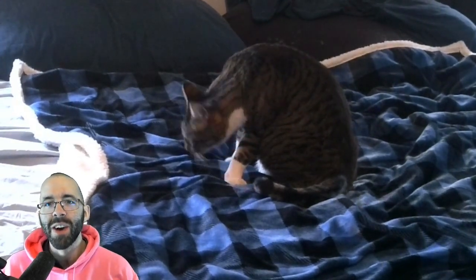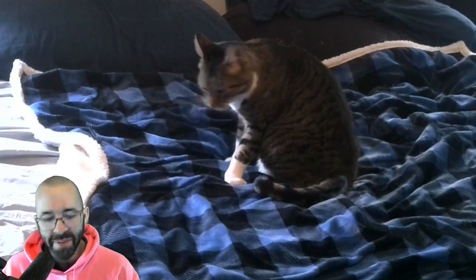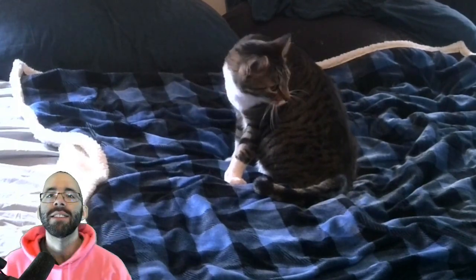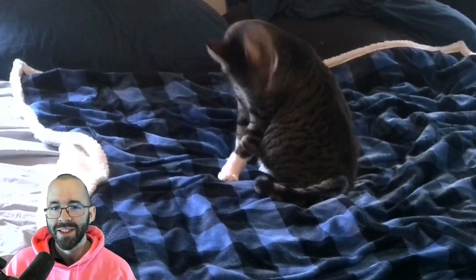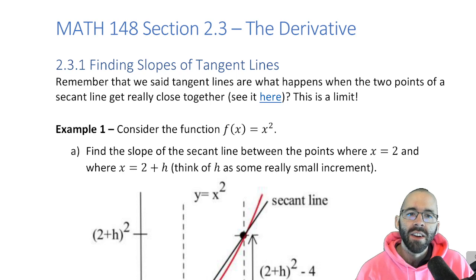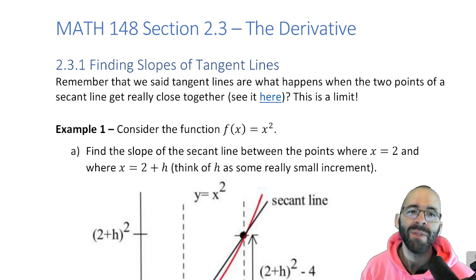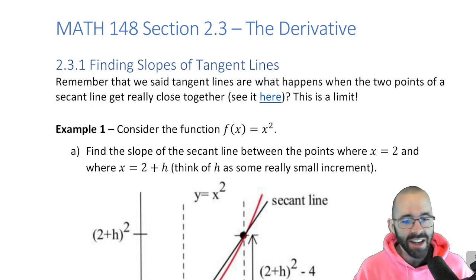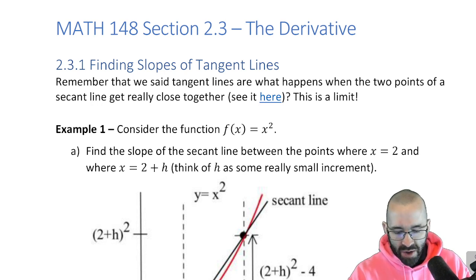Anyway, we're going to talk about derivatives today. And we're going back to the same concept that we've been introducing this whole class, which is only the third section, but okay. It's the idea of secant lines and tangent lines.